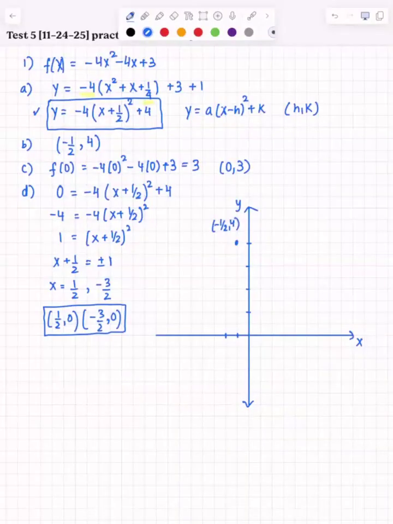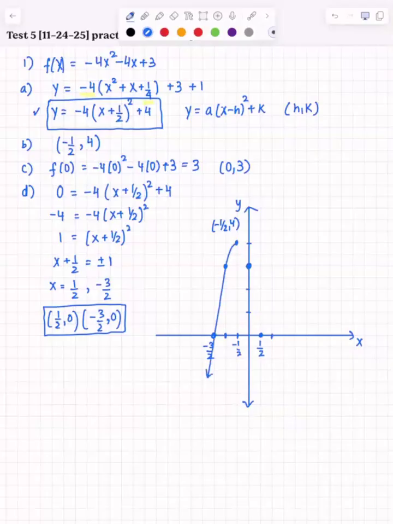The x-intercepts were at half, 0. This is 1. This is a half. And negative 3/2. This is negative 1/2, negative 1. That's negative 2/2, negative 3/2. So that's here. Okay. The y-intercept is at 0, comma 3. And we could use a symmetric point too. To the right of negative 1/2 is 3. So a half to the left should also be 3, which is here at negative 1. Right? And that's enough.